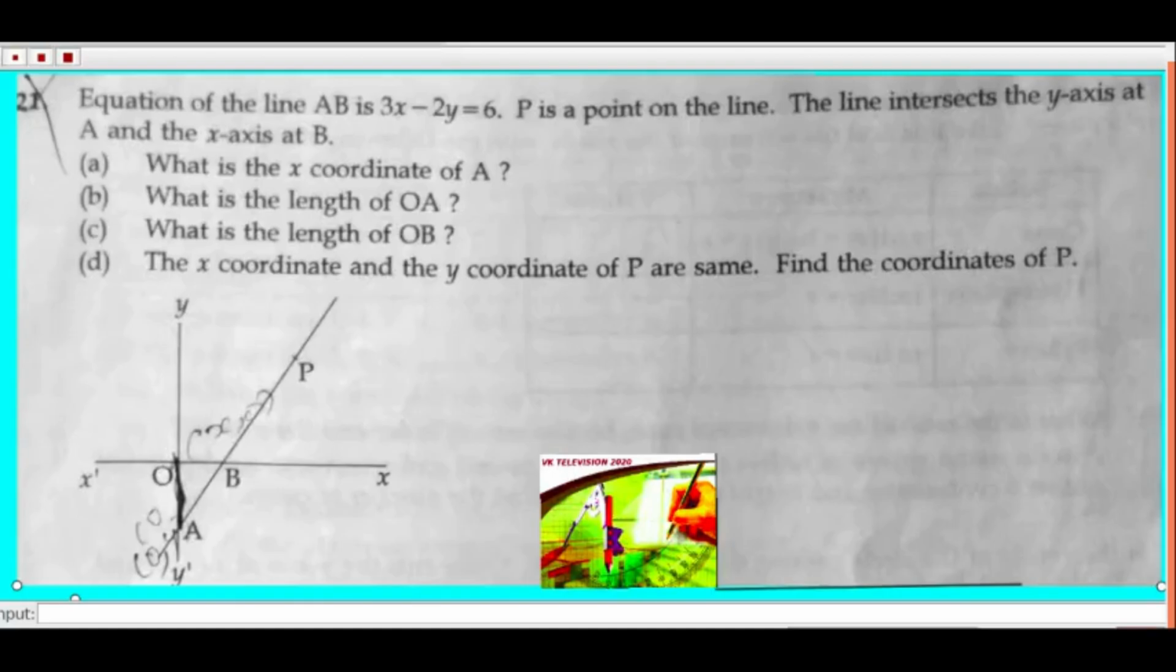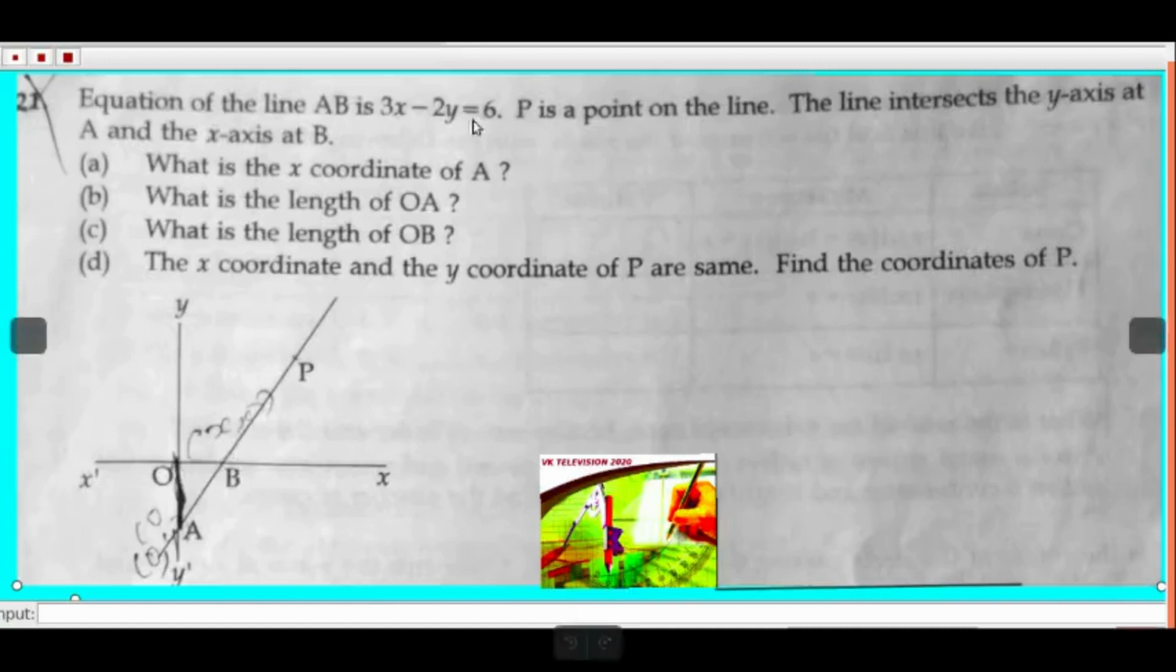Now the equation of a line AB is 3x minus 2y is equal to 6. P is a point on the line. The line intersects the y-axis at A and the x-axis at B. What is the x-coordinate of A? What is the length of OA? What is the length of OB? The x-coordinate and the y-coordinate of P are the same. Find the coordinates of P.